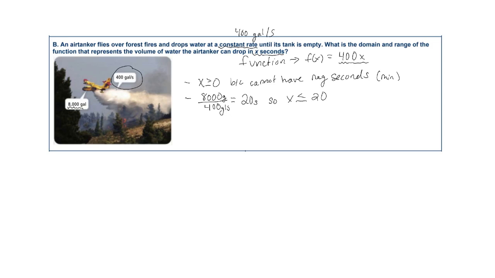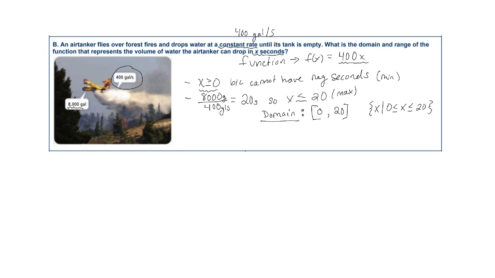Now, what does this tell us about our domain? Well, our domain is the set of all x values. So our lowest point is 0, and it's greater than or equal to 0, so we have a bracket. And our max for x values is less than or equal to 20, so it's going to be 20 with a bracket. And if we want to write this in set builder, we have x such that 0 is less than or equal to x, which is less than or equal to 20.